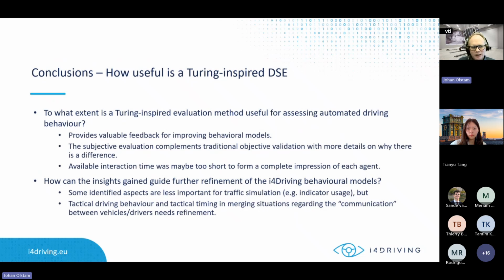And how can the insights that we gain guide the further refinement of the i4Driving models? In some cases, these comments on indicator use, maybe it's not that important for traffic simulation, because the information is flowing directly from one simulated agent to another. When there's not a real human involved in the loop, then maybe it's not needed. Well, on the behavior modeling side, tactical driving behavior and tactical timing in emerging situations came up several times, and this communication, like I create a gap, but you don't take it, and so on. So that might need further refinement.